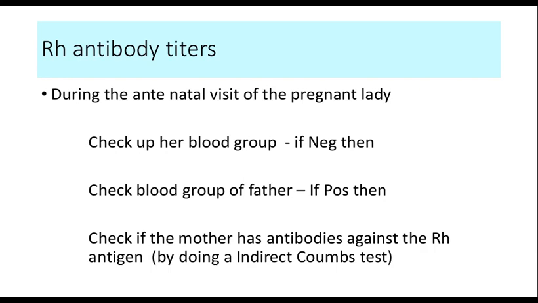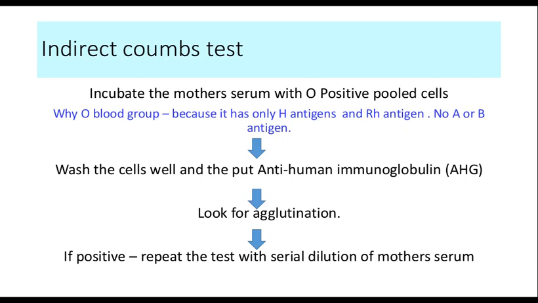Once again, during the first visit of the pregnant lady to the doctor, we get her blood group done. If the blood group is negative, the second thing we need to do is check the blood group of the father. Only when the blood group of the father is positive and the mother negative, then we need to see whether the mother has any irregular antibodies or not, any antibodies against the Rh antigens or not. This is done by doing the indirect Coombs test. Now, what is the indirect Coombs test?